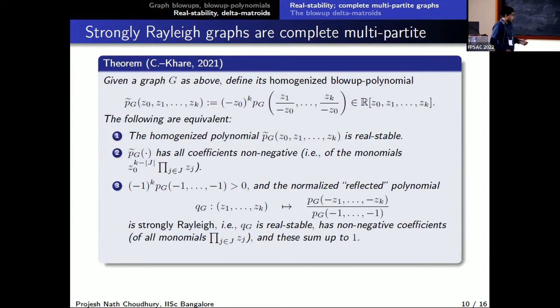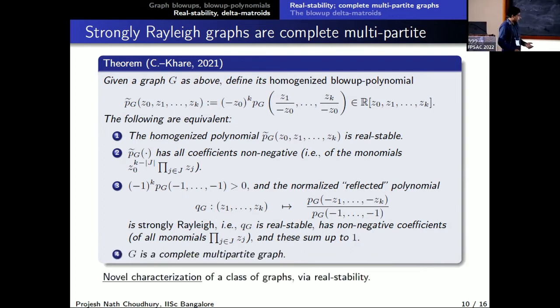So you get a polynomial whose coefficients are non-negative and add up to 1, and this forms a probability distribution. And the claim is these things happen if and only if the distribution is strongly Rayleigh. And all these are equivalent if and only if the graph G is a complete multi-partite graph, which is the same as saying a blow-up of a complete graph. So we provide a novel characterization of complete graphs in terms of real stability.